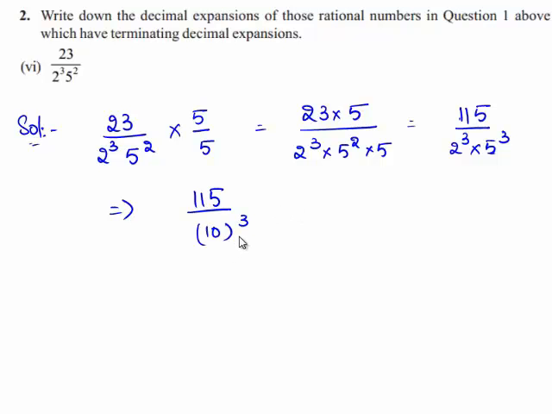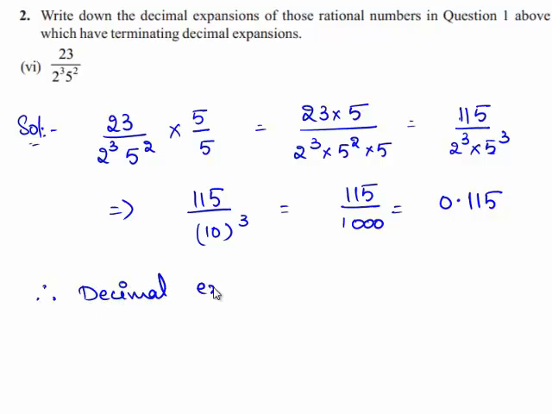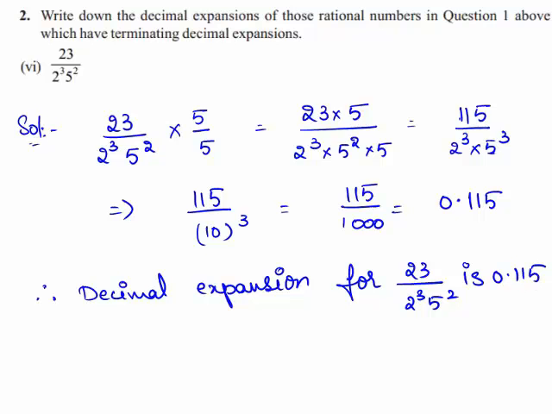Since in the denominator we have 3 zeros, so we shift the decimal point to left to 3 places. Therefore we have 115 by 1000. This gives 0.115. Therefore, the decimal expansion for 23 upon 2 cube times 5 square is 0.115.